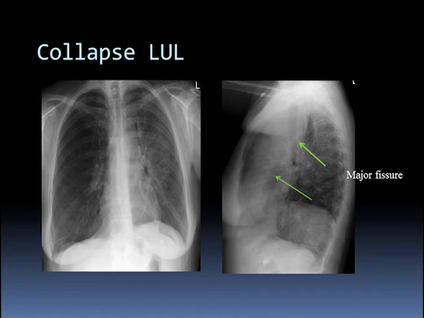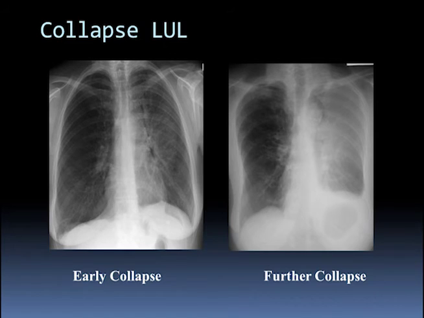So here's the two together. Again, consolidation, the silhouette sign on the PA view. Difficult to see really, but there's definite evidence of volume loss. Go to the lateral film, you can see the consolidation in front, and this is a left upper lobe collapse.